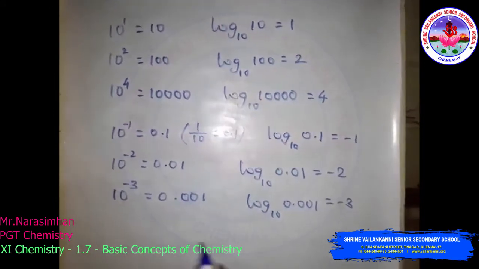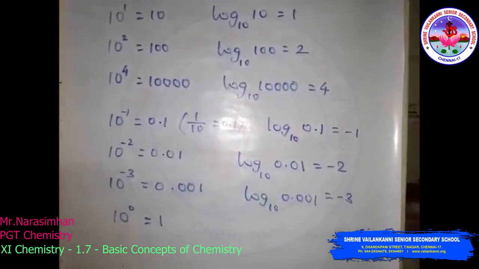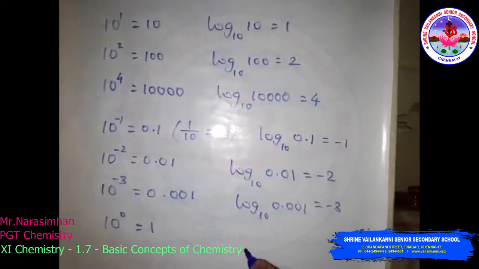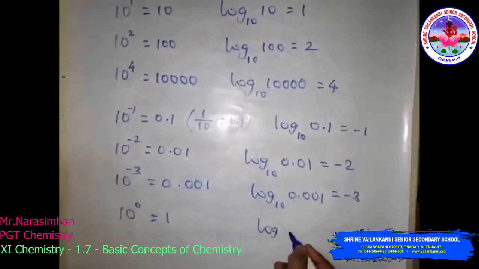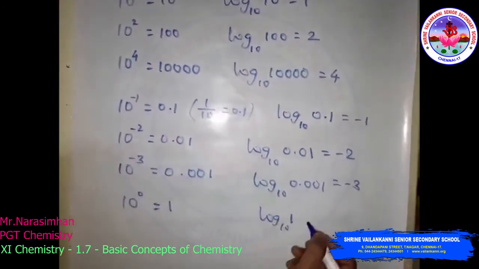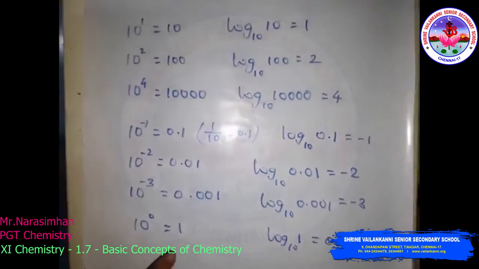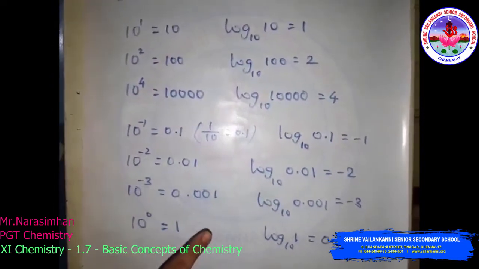In the same way, 10 power minus 4, 10 power minus 5, whatever it is. Then 10 power 0 is equal to 1, anything power 0 is equal to 1. How can we write it in the log method? Already we saw log 1 to the base 10 is equal to 0. So this is the writing method of the logarithms to the base 10.